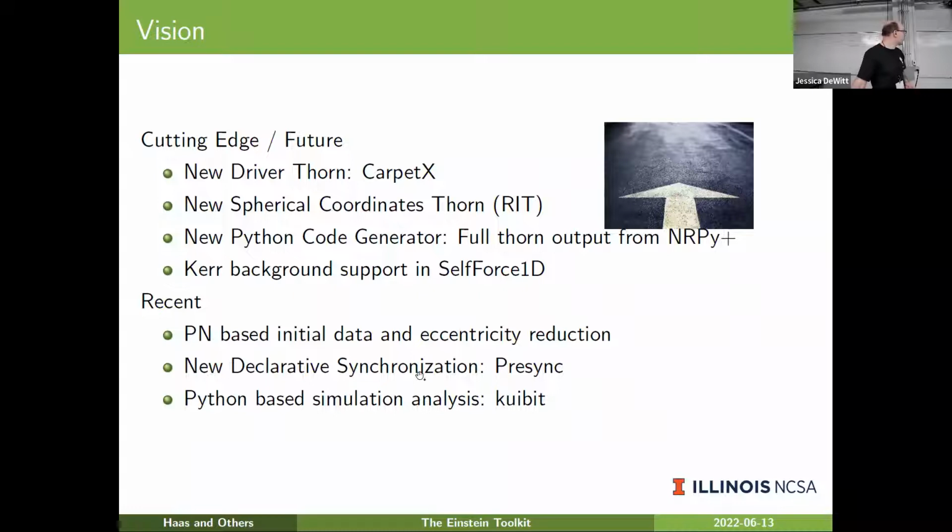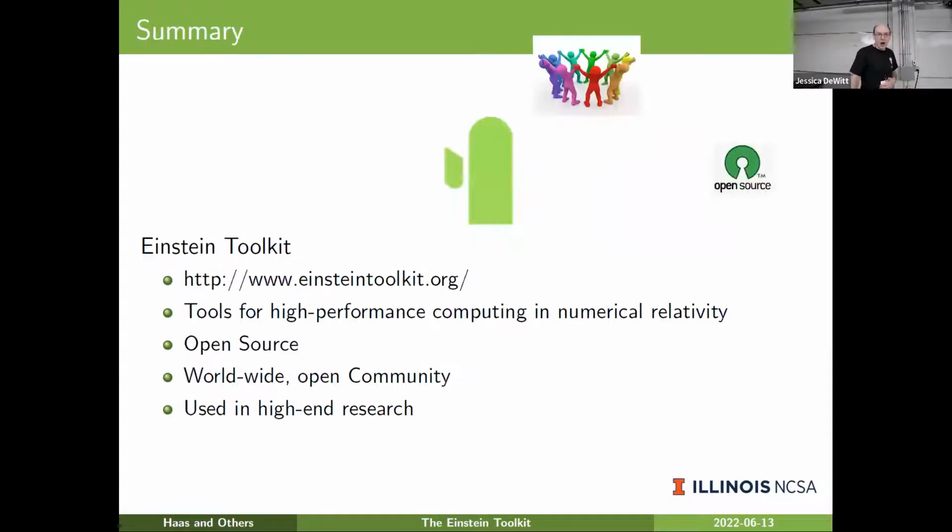We have new declarative syntax in the Toolkit, the presync code that was in there that hopefully catches errors. And we have Python-based simulation analysis in Qubit that gives us the last bit. So now we hopefully have everything from beginning to end, and we can show you examples of how you can do everything using just the Einstein Toolkit. All right, in summary, there's the Einstein Toolkit website, kind of the first place to get help. There's also a big help button there.